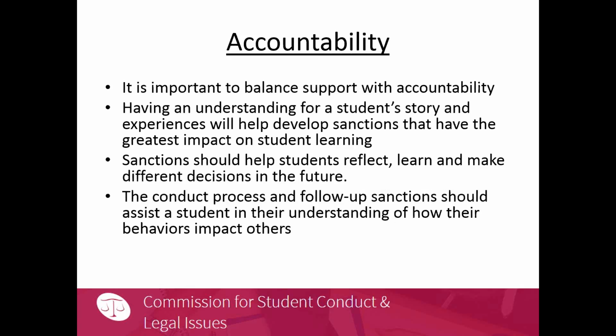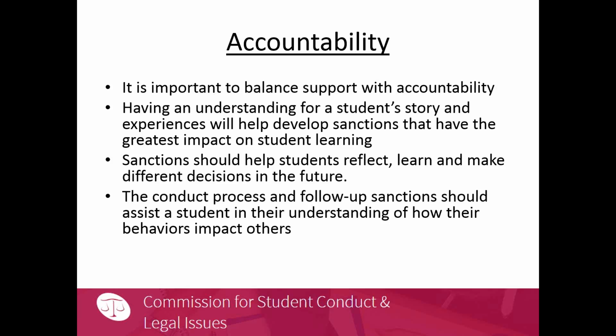Accountability. It's important to balance support with accountability. We need to provide support as needed, but not enable students. Support will look different to each student, which is why it is important to know the student beyond the conduct issue, to hear their story. Having an understanding of a student's story and experiences will help develop sanctions that have the greatest impact on student learning. Sanctions should help students reflect, learn, and make different decisions in the future.